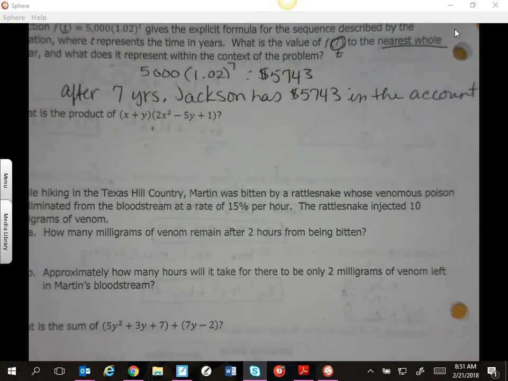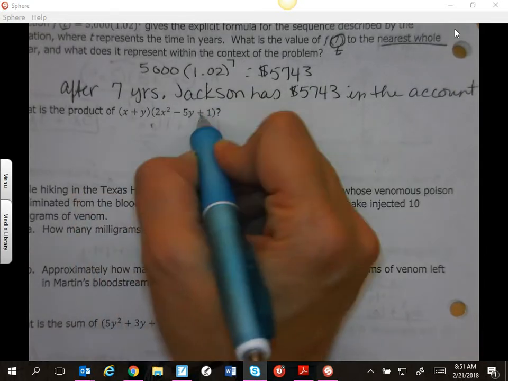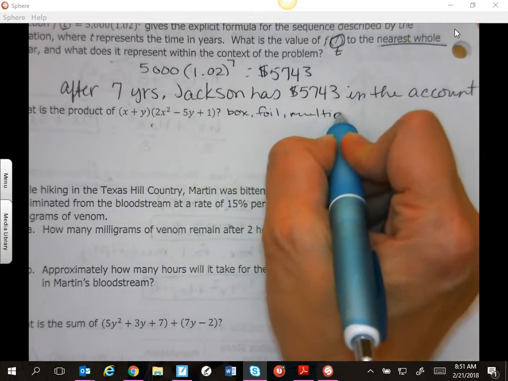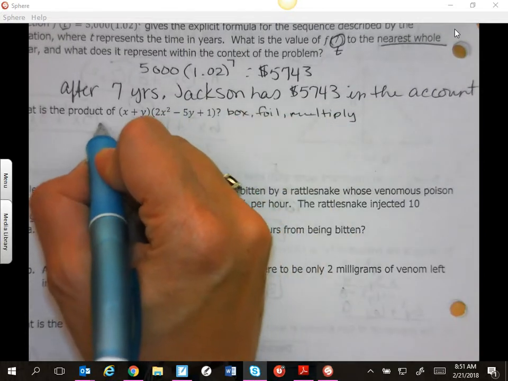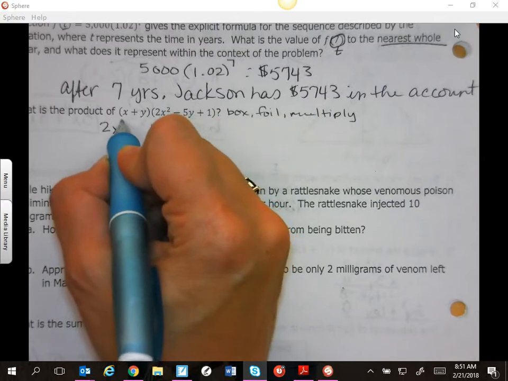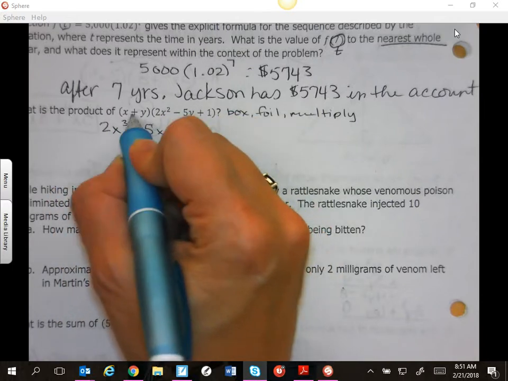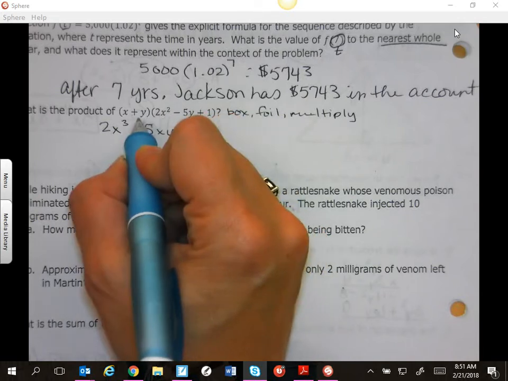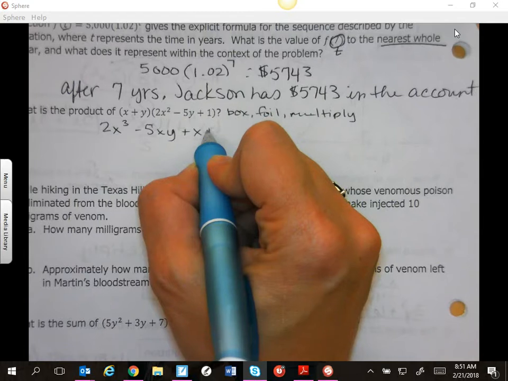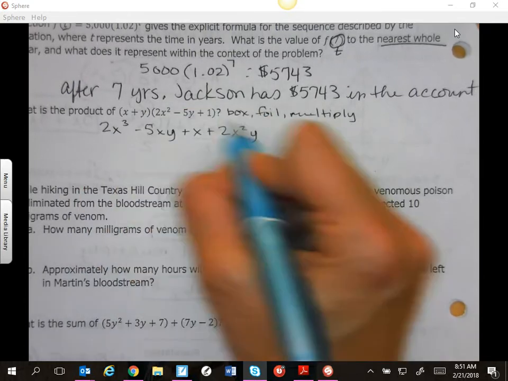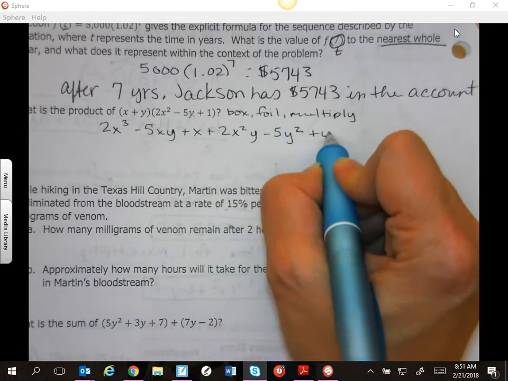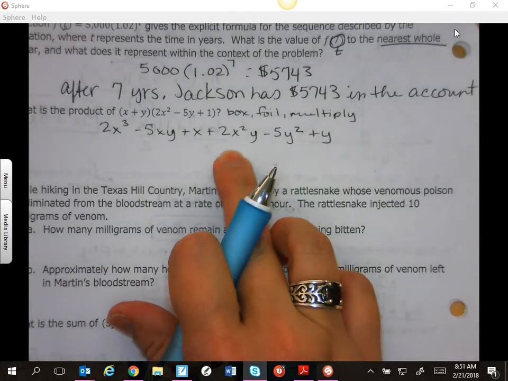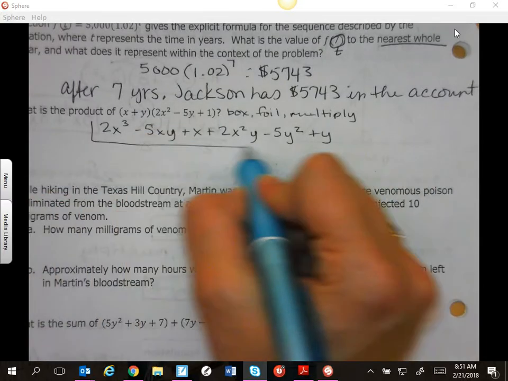Okay. What is the product? Again, this is a 3x2, so you can do box, you can do FOIL, or you can simply multiply. Doing FOIL, 2x squared times x is 2x to the third, minus 5xy plus x, and then I have 2x squared times y, so 2x squared y, 5y squared plus y, and we cannot combine any of those. So this is as simplified as it gets, because we have no like terms there.